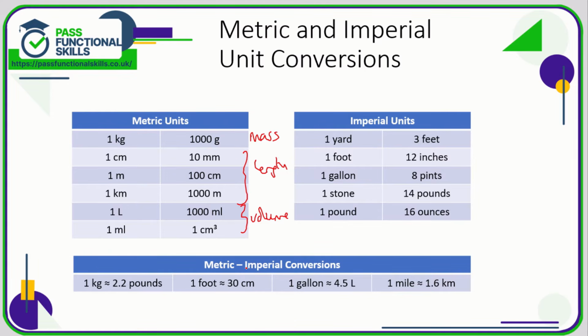Now you don't need to know metric to imperial conversions, you just need to be able to convert from one to another when you're given the conversion rate, but you'll often see that a kilo is approximately, that's what that sign means. It's a bit like the equal sign, but it's a bit wiggly, so it's not quite equals, it means approximately 2.2 pounds. A foot is approximately 30 centimetres, a gallon is approximately 4.5 litres, and a mile is approximately 1.6 kilometres.